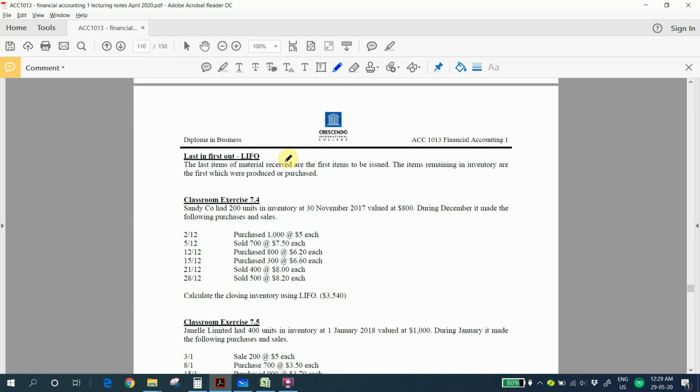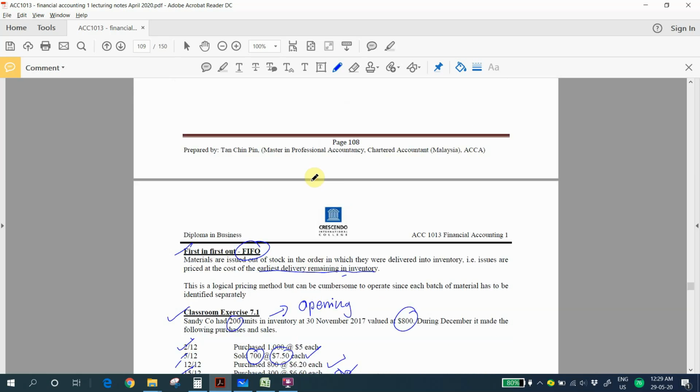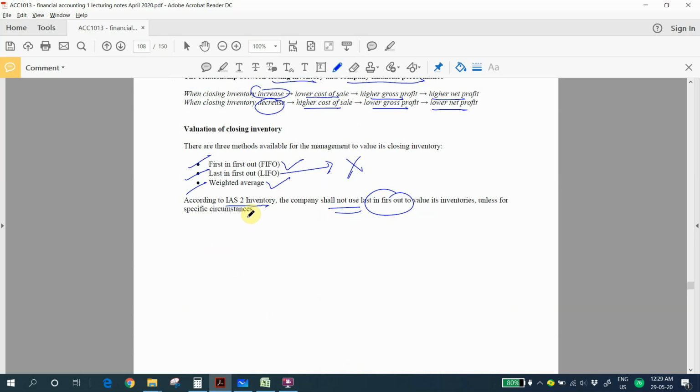The next method is called last in first out. So what is last in first out? The last item of the material received is the first item to be issued. Last in, first out. The items remaining in inventory are the first which were produced or purchased. So let's return to the previous page. It says that the use of last in first out has no logic. That's why the last in item has to be first out. That's why IAS 2 does not suggest the accountant use last in first out to value the closing inventory.